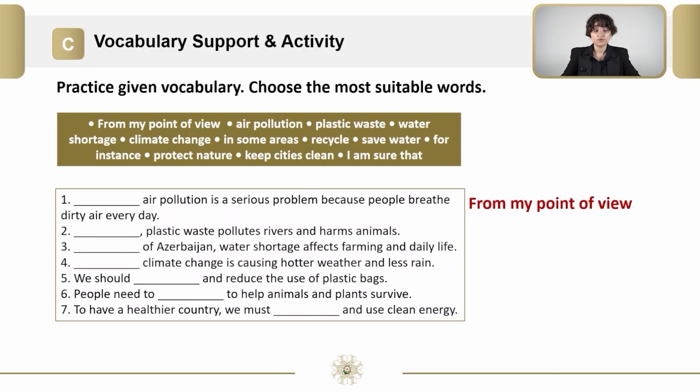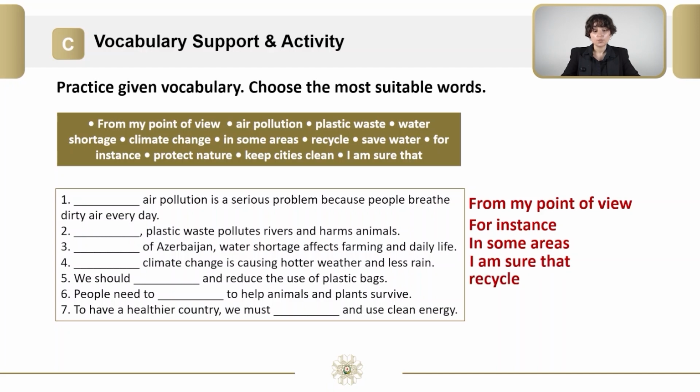From my point of view, air pollution is a serious problem because people breathe dirty air every day. Next one. For instance, plastic waste pollutes rivers and harms animals. Next one. In some areas of Azerbaijan, water shortage affects farming and daily life. Next one. I'm sure that climate change is causing hotter weather and less rain.